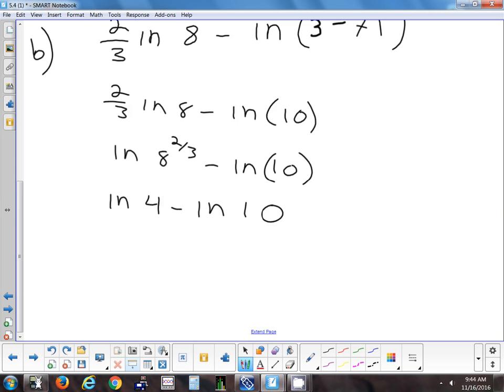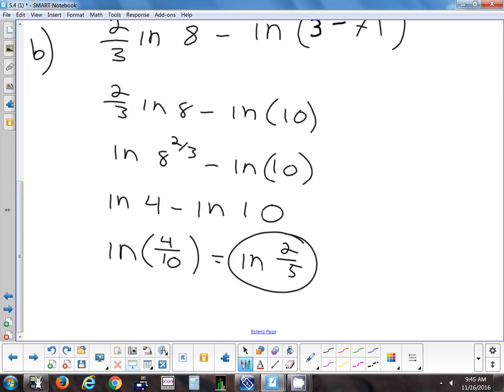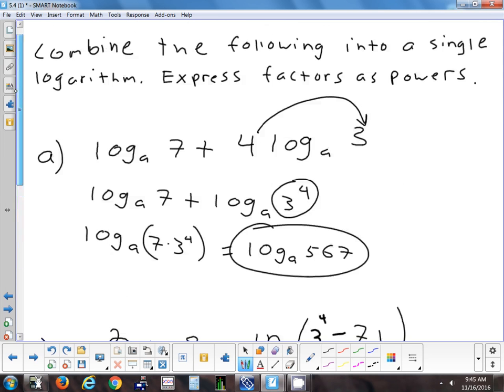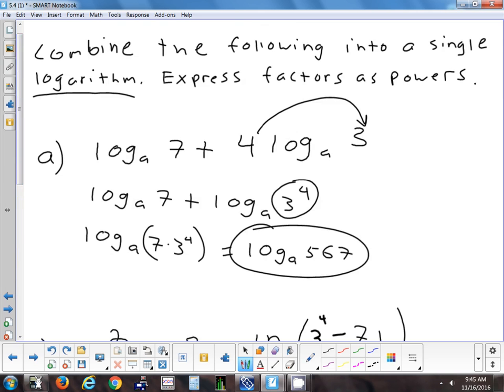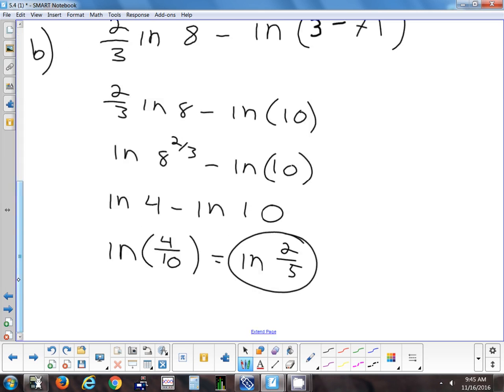Now you have a subtraction, so when you recombine it, ln 4 over 10, right, subtraction must have been division. And we can reduce that. If you can reduce it, just reduce it. What did you say, John? 2 over 5. Okay, and it said express it as a logarithm, so they do not want me to type that in and get a decimal.